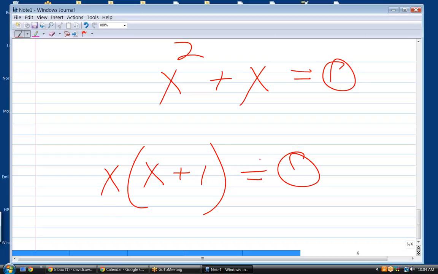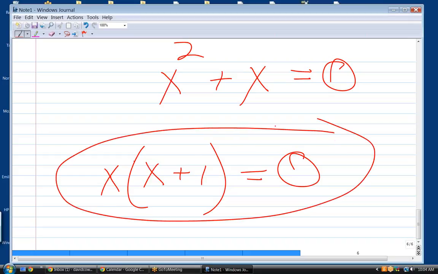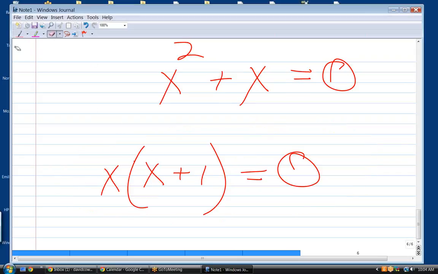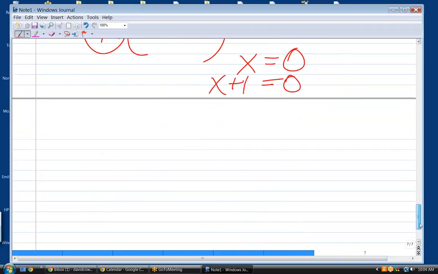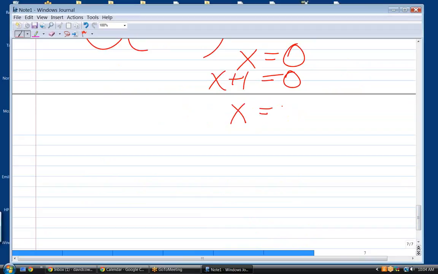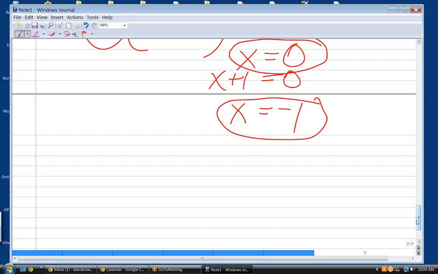So when I get to this step, this is one of the most important things in algebra, which is that I've got the product of two things equaling 0. That means I'm going to allow x to either equal 0, this thing, or I'm going to allow x plus 1 to equal 0. And when I allow x plus 1 to equal 0, that gives me a solution of x equals minus 1. So I really have two solutions to this problem, 0 and minus 1.